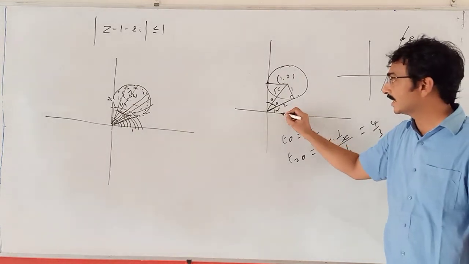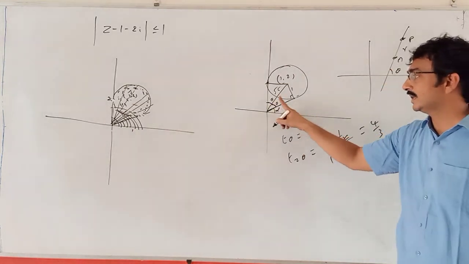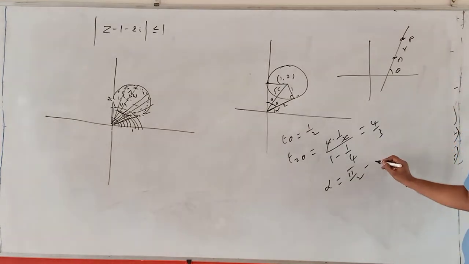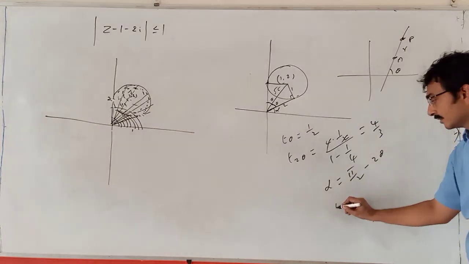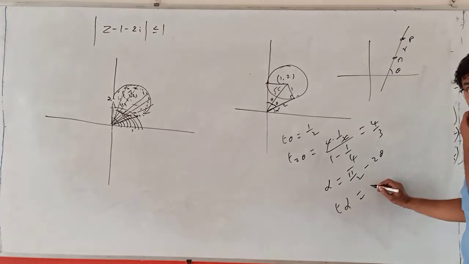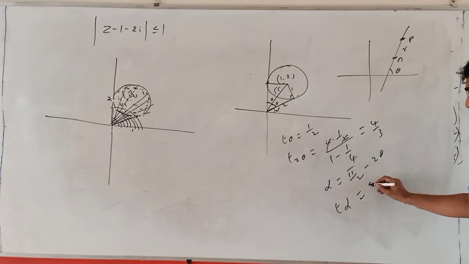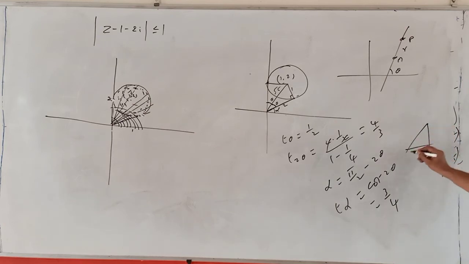Now we need this angle actually. So the total is 90, so alpha equal to pi by 2 minus 2 theta. Therefore tan alpha equal to tan of pi by 2 minus 2 theta, which means cot 2 theta. Cot 2 theta is 3 by 4. Okay, 3, 4 means 5.